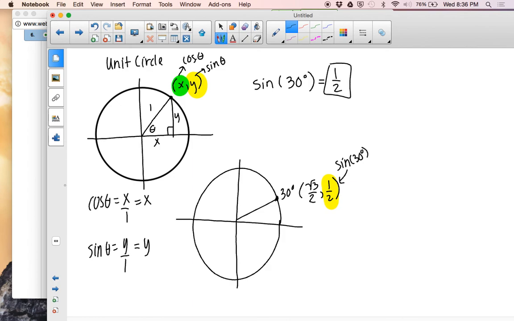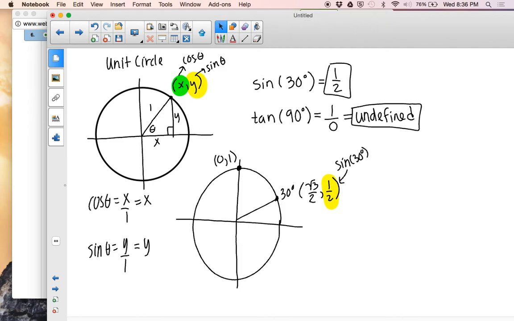And it's that easy. Let's say I want to know tangent of 90 degrees. Well, 90 degrees is up here. The coordinate there is 0, 1. Tangent is the y value over the x value, so 1 divided by 0, and that's undefined. So tangent of 90 is actually undefined. Whenever you have 0 in the denominator, you get something that's undefined.